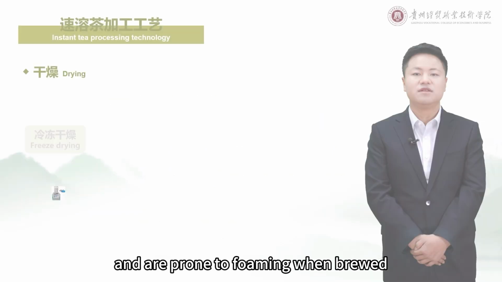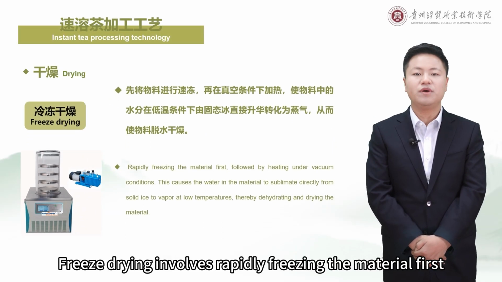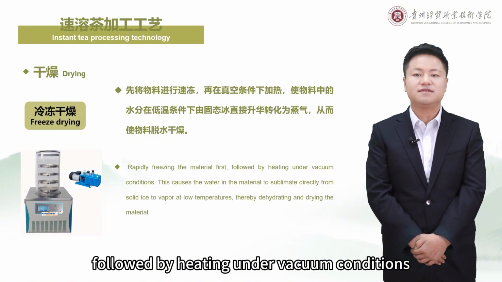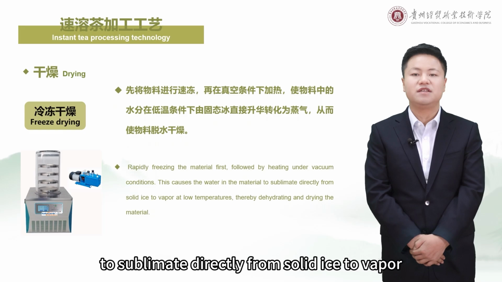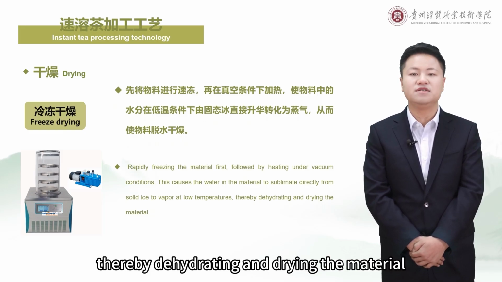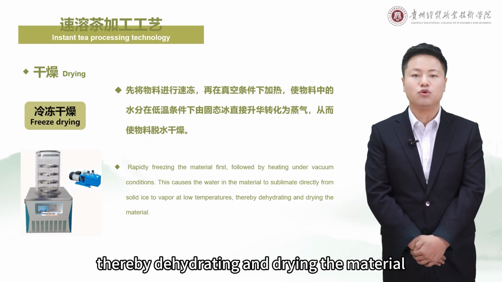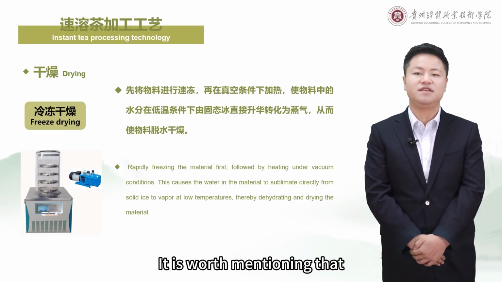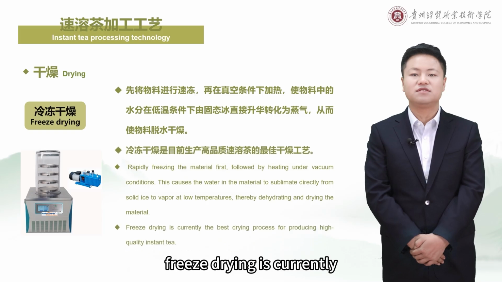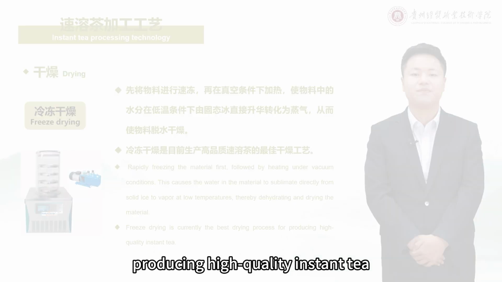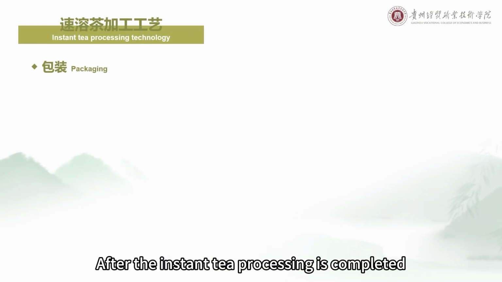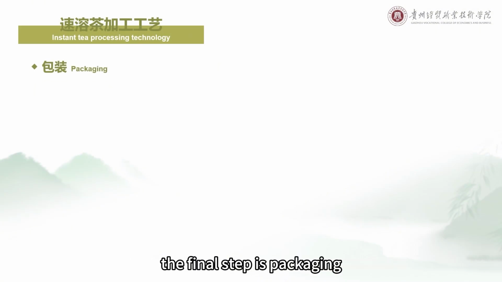to foaming when brewed. Freeze drying involves rapidly freezing the material first, followed by heating under vacuum conditions. This causes the water in the material to sublimate directly from solid ice to vapor at low temperatures, thereby dehydrating and drying the material. It is worth mentioning that freeze drying is currently the best drying process for producing high-quality instant tea. Packaging. After the instant tea processing is completed, the final step is packaging.